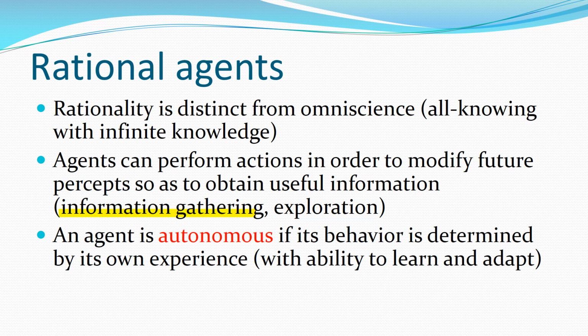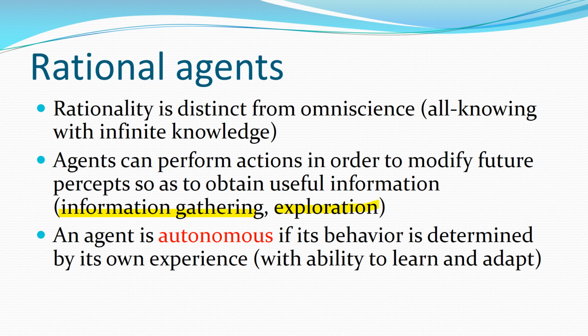Doing actions in order to modify the future percept is sometimes called information gathering, which is also an important part of rationality. So the rational agent always tries to gather information in order to make a rational action. Also, the second term that is important is exploration.